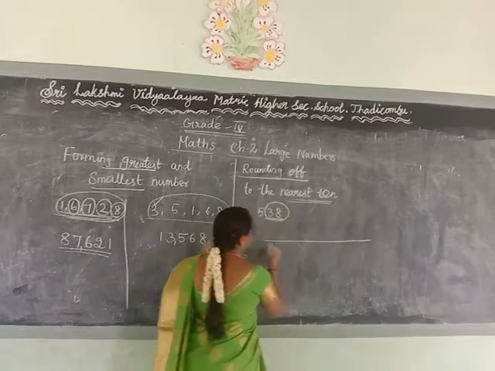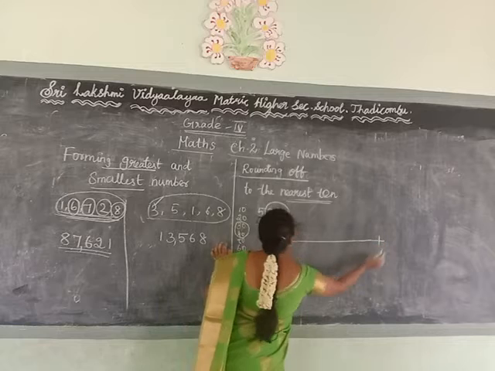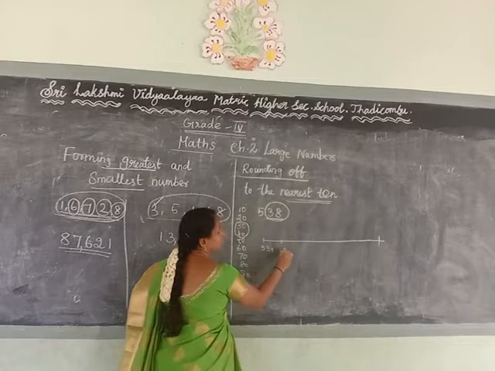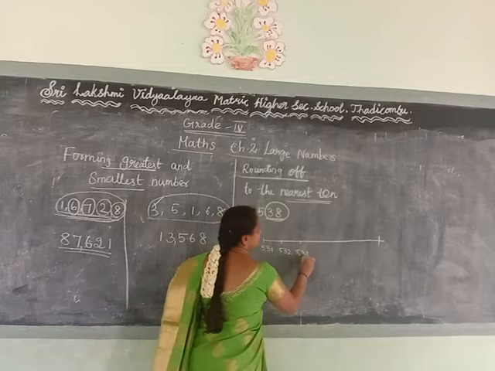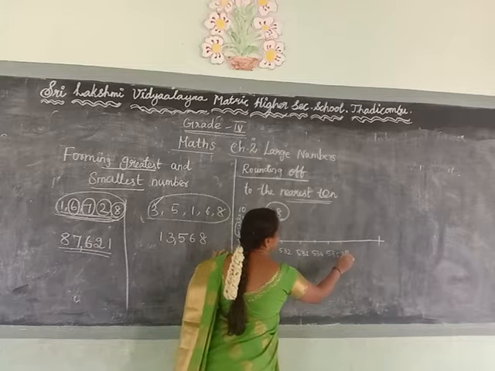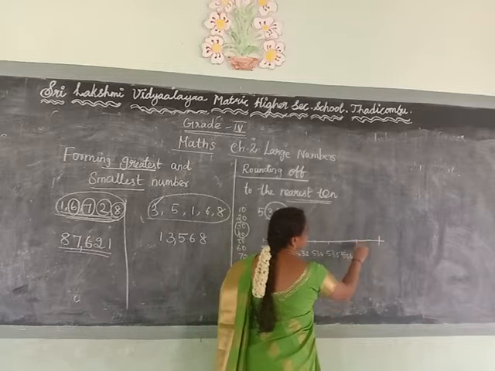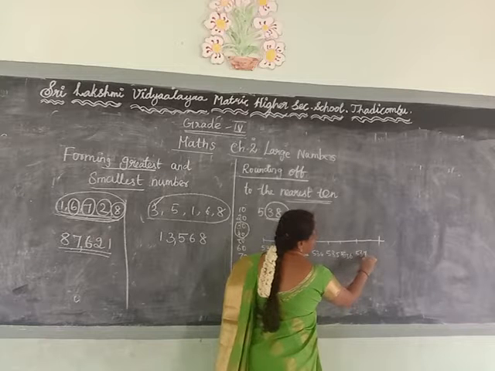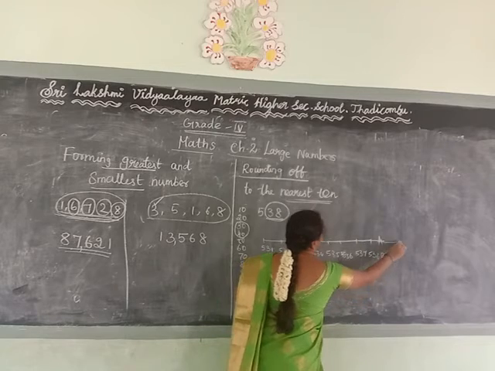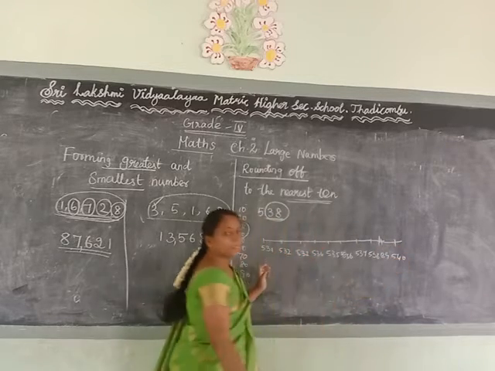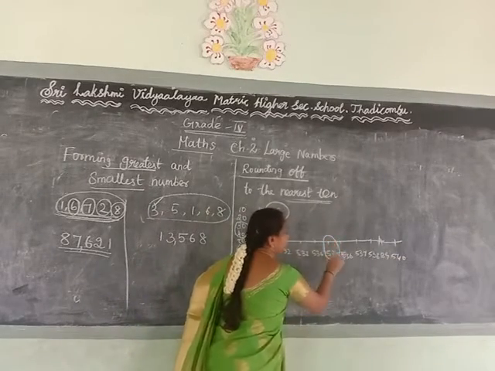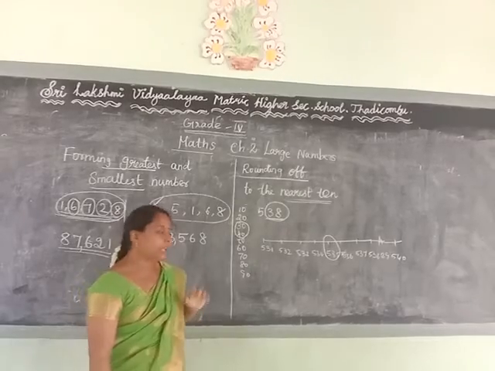So 530, 531, 532, 533, 534, 535, 536, 537, 538, 539 and 540. Yes or no? So always, whatever it may be, the mid value will be 5. The mid value will be 5.